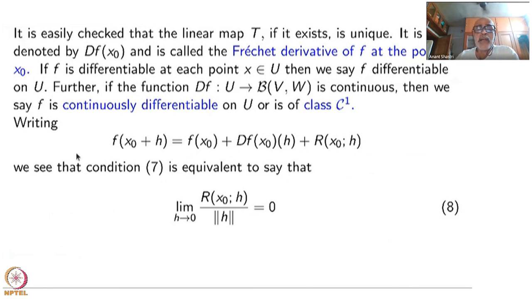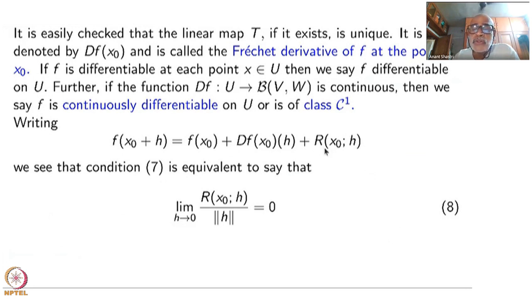Okay, so you can write f of x naught plus h as f of x naught plus df x naught of h plus some error term. This is called the increment theorem, or the first approximation, the linear approximation to f. If you increase the value of x naught by h, the increment is roughly df x naught of h. You can ignore the last term. That is the whole idea.